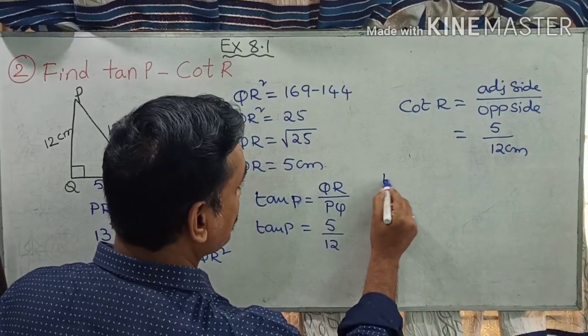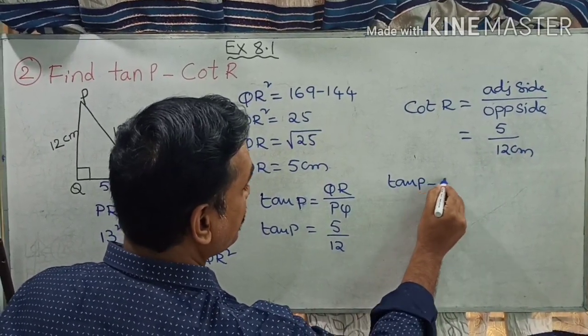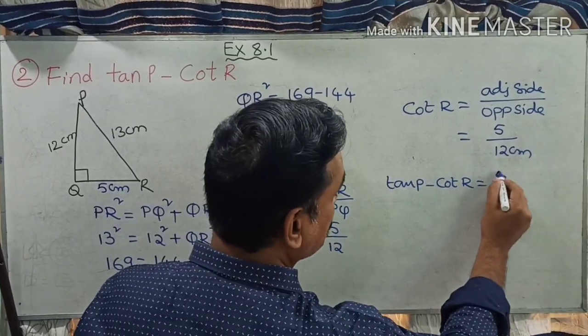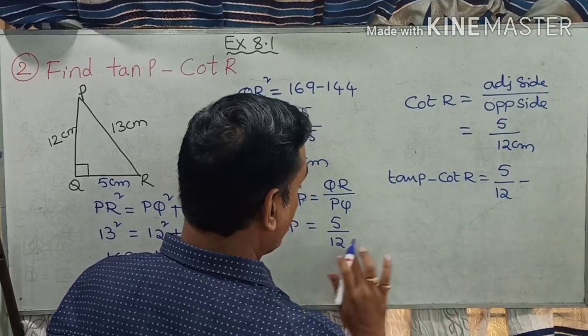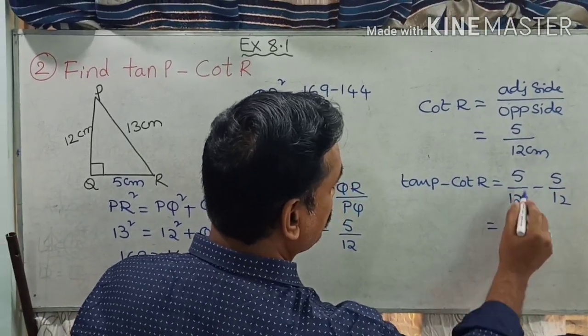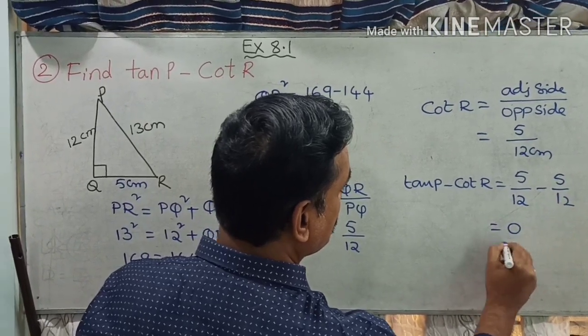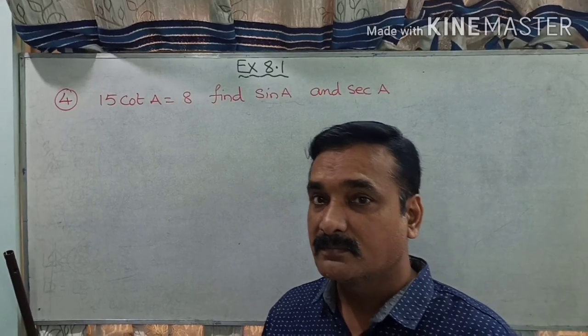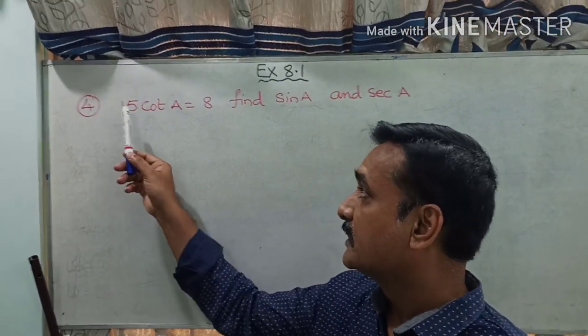Now the value of tan P minus cot R. So tan P value is 5 by 12 and cot R value is 5 by 12. So 5 by 12 minus 5 by 12 is 0. Question number 3 you can answer like the previous problem. Now we are entering question number 4.